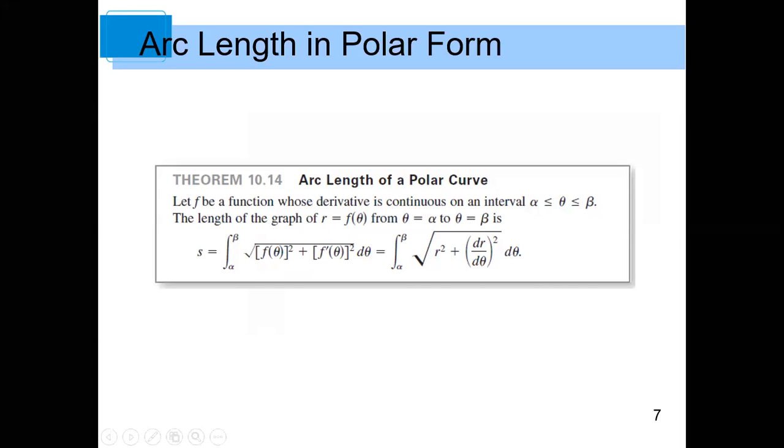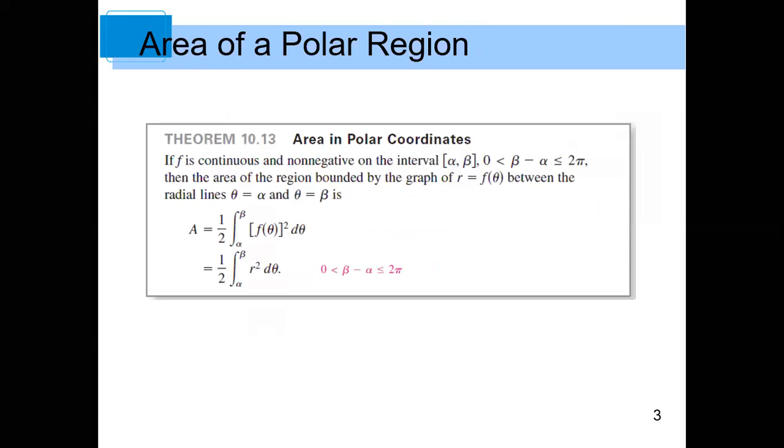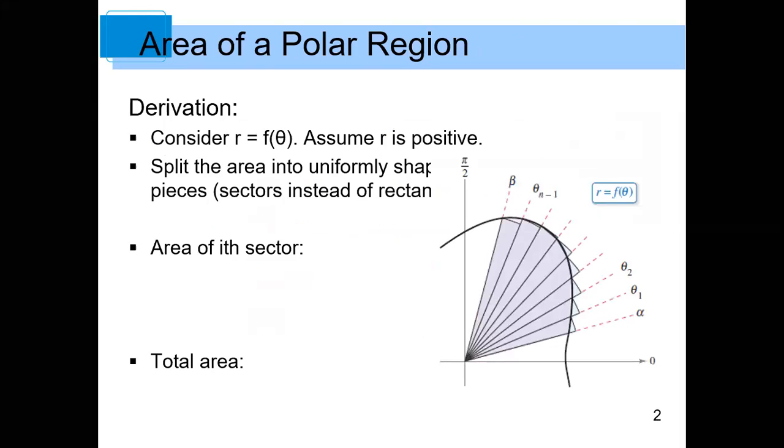We had this formula for arc length. And remember, we had this formula for area that we came up with. Yes, that was like 1/2 r squared d theta from alpha to beta. And that came from thinking through this picture.